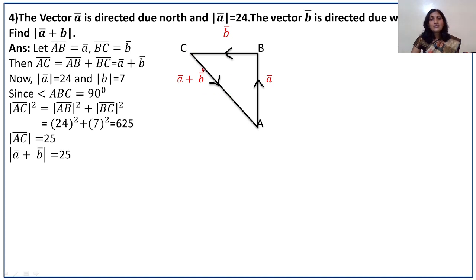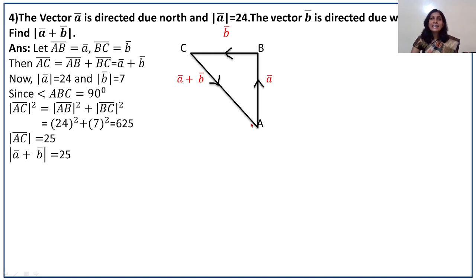If we join the terminal point and the initial point, we will get a triangle, which is a right angle triangle. So what is AC bar? It is A bar plus B bar by the triangle law. Then this angle is 90 degrees. Then by Pythagoras theorem, the diagonal square is equal to one side square plus another side square.